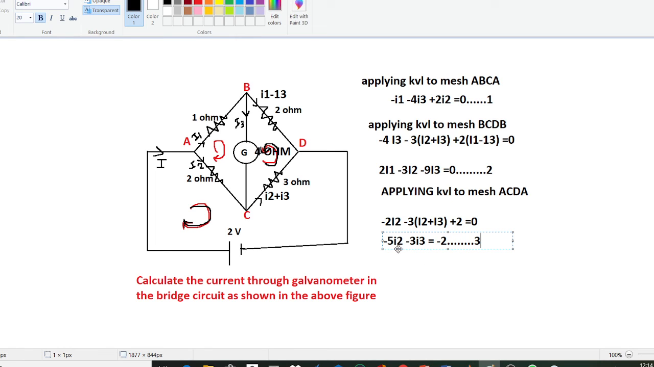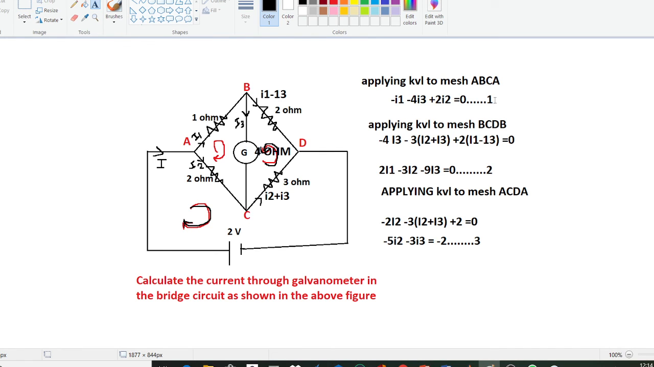Now the I1 term is missing here, so simply we can add 0 into I1. Here you can see equation 1, equation 2 and equation 3 are in the form of I1, I2 and I3. So you can solve these 3 equations with the help of a calculator, and we will get the values of I1, I2 and I3.